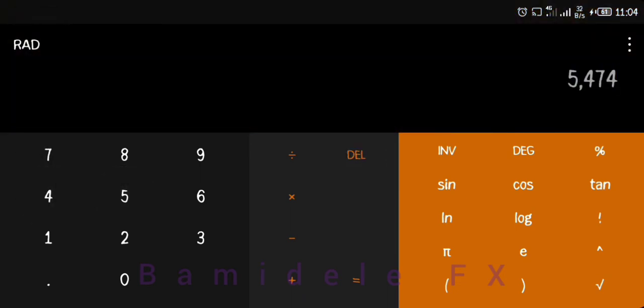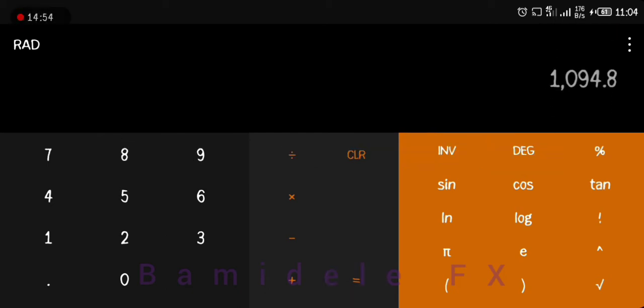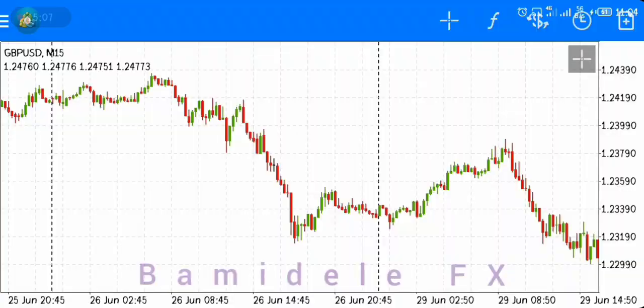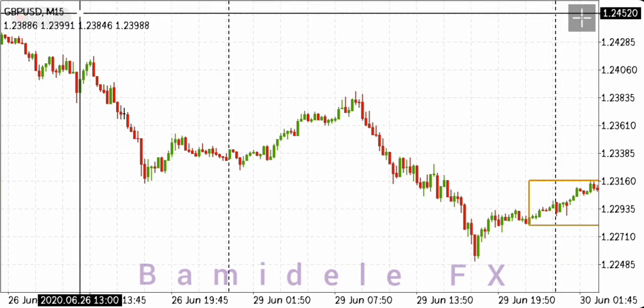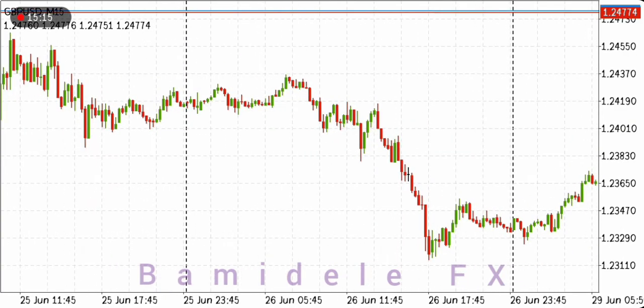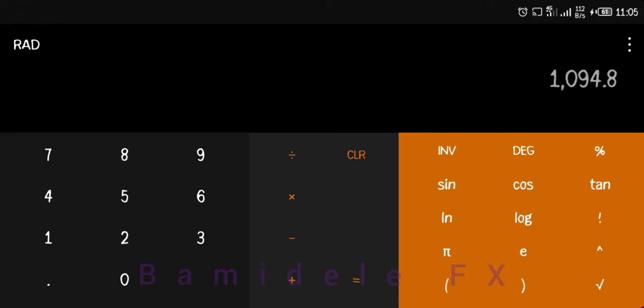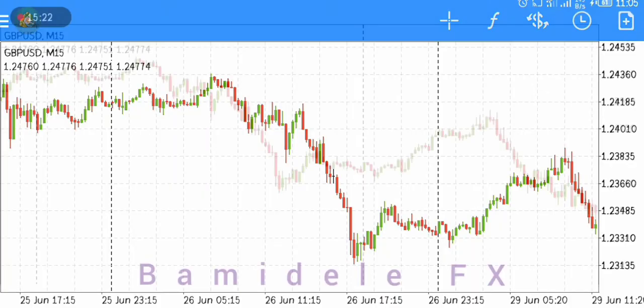Now divide by 5 to get the average. Talking about 5 days, right? So that is equivalent to what? 1094.8. So this is the number of points the market moves on average on the pair GBP/USD. So on average, you're expecting a maximum movement for this pair of about what? 1098.8.